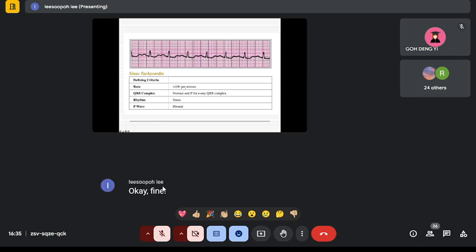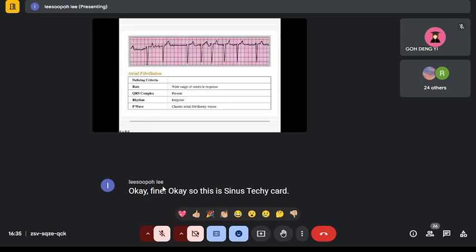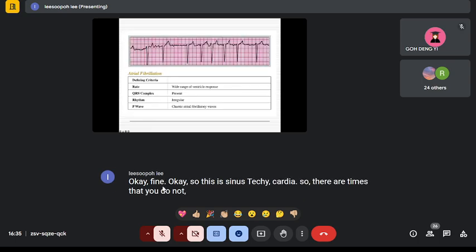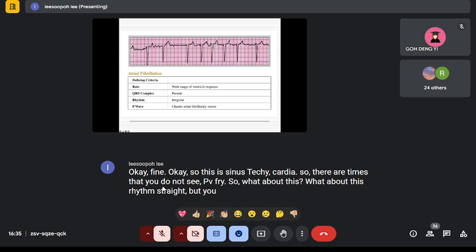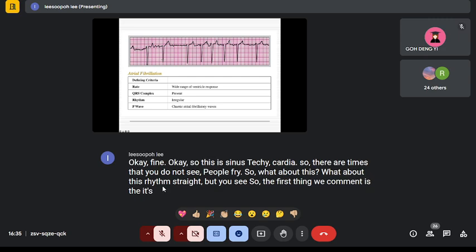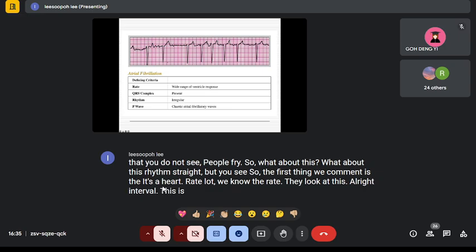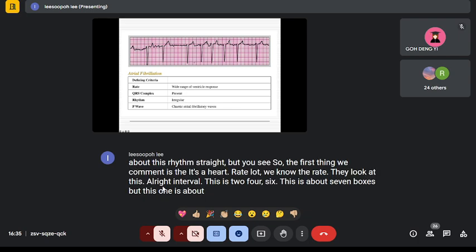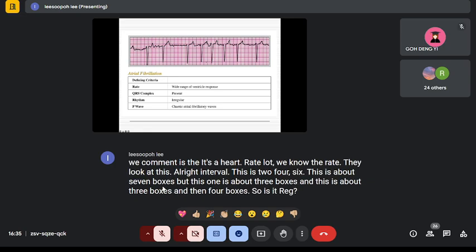Okay, fine. Okay, so this is sinus tachycardia. So there are times that you do not see P wave, right? So what about this? What about this rhythm strip? What do you see? So the first thing we comment is the heart rate, right? So how do we know the rate? When you look at this RR interval, this is 2, 4, 6. This is about 7 boxes. But this one is about 3 boxes. And this is about 3 boxes and then 4 boxes. So is it regular or irregular?